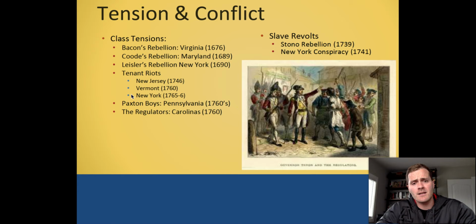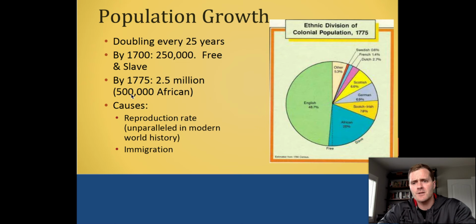And then even in New York City, there's this conspiracy that there's going to be a slave rebellion. And New York responds by hanging a bunch of slaves to send a message that you should not be rebelling here. So tension and conflict is worth noting as an underlying theme of period 2.